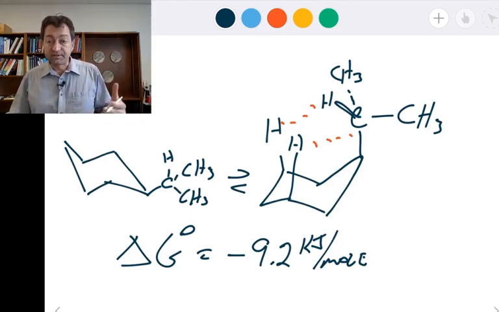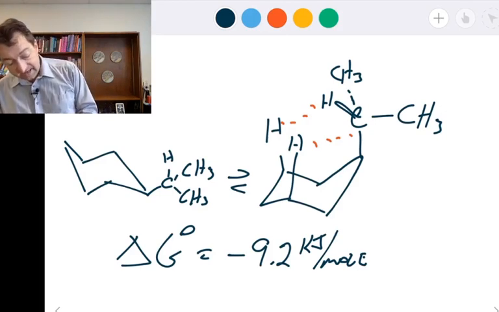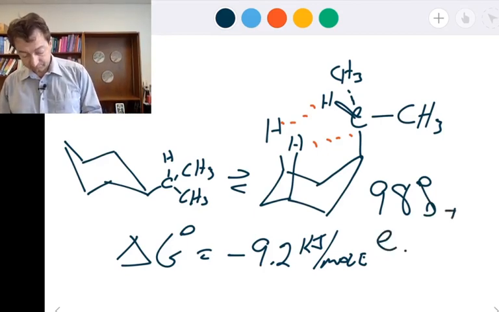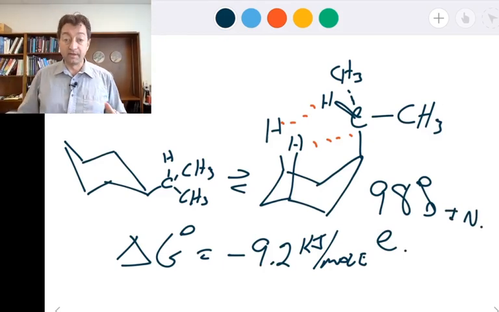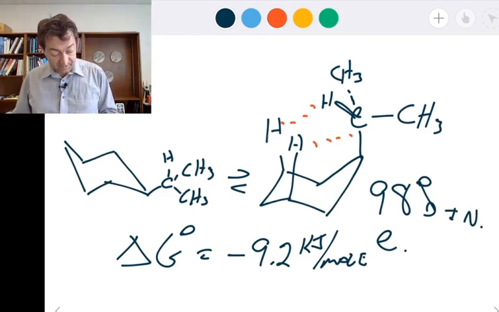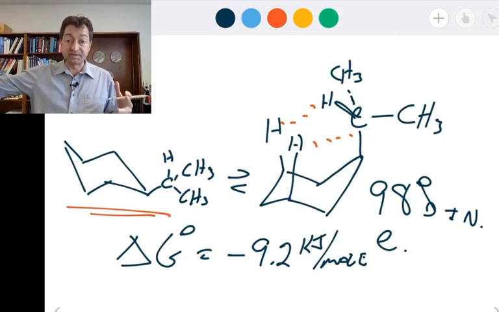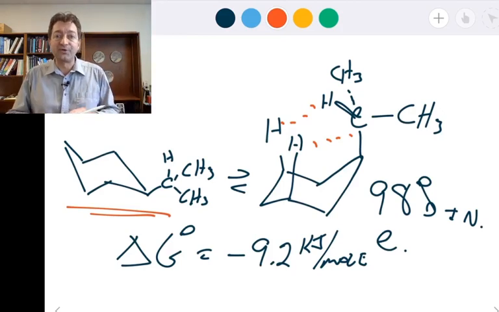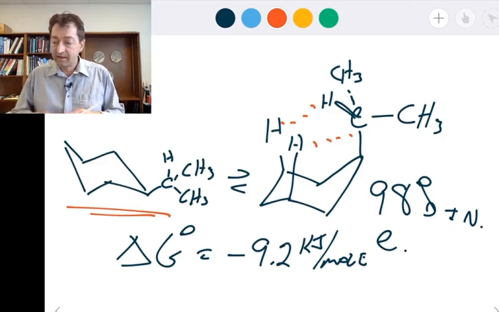So what influence does that have? That means at room temperature, 98% of isopropyl cyclohexane is in the equatorial conformation. That is, 98% of it is sitting in this conformation here where that isopropyl group is sticking out into space and not interacting with anything. It sounds like a lot, but 2% is still something significant. And we'll see in some reactions that we'll talk about in chapter 7 that we can still see some product of that 2% reacting in particular reactions.